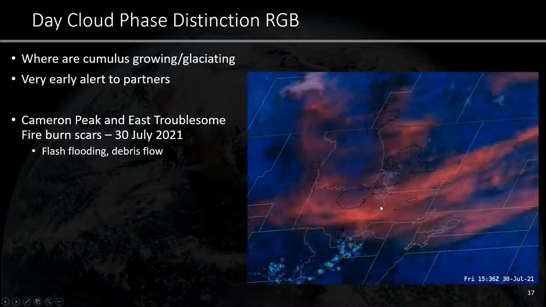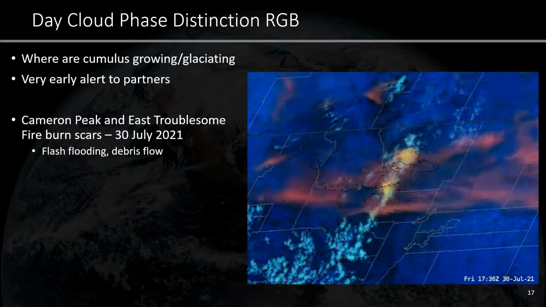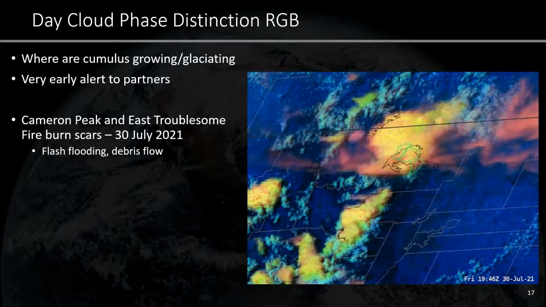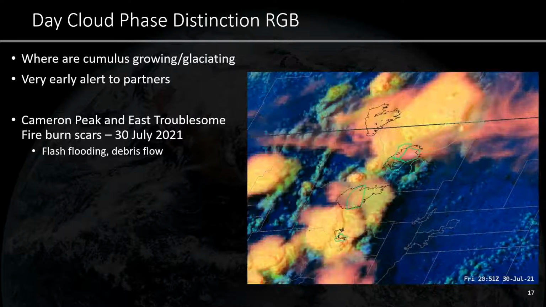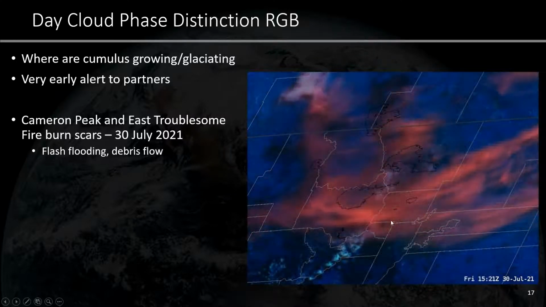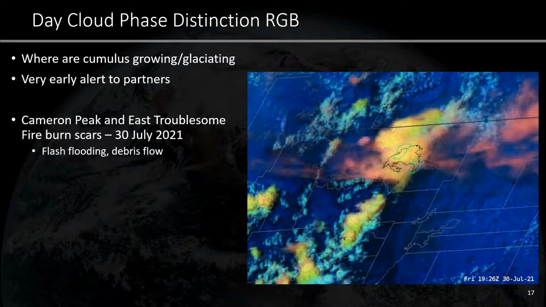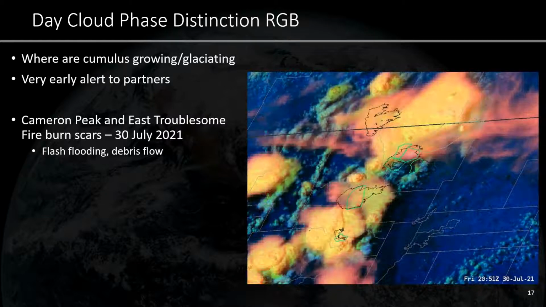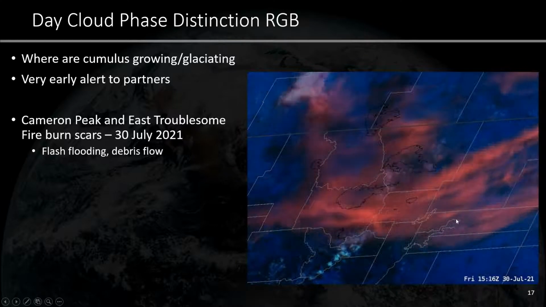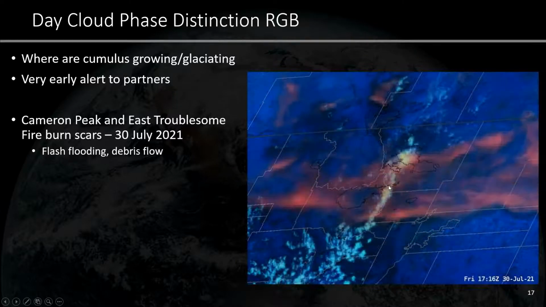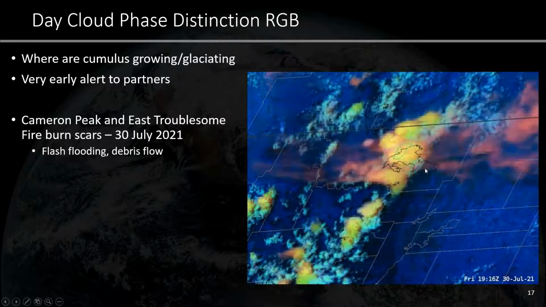And I'll just play this animation out. Shortly after that last animation ended, you started to see more widespread convective initiation around the scars and flash flooding, and you can see it happens really quick. And with this event in the end of July, we had flash flooding and debris flow on both the Cameron Peak and East Troublesome burn scars in northern Colorado.